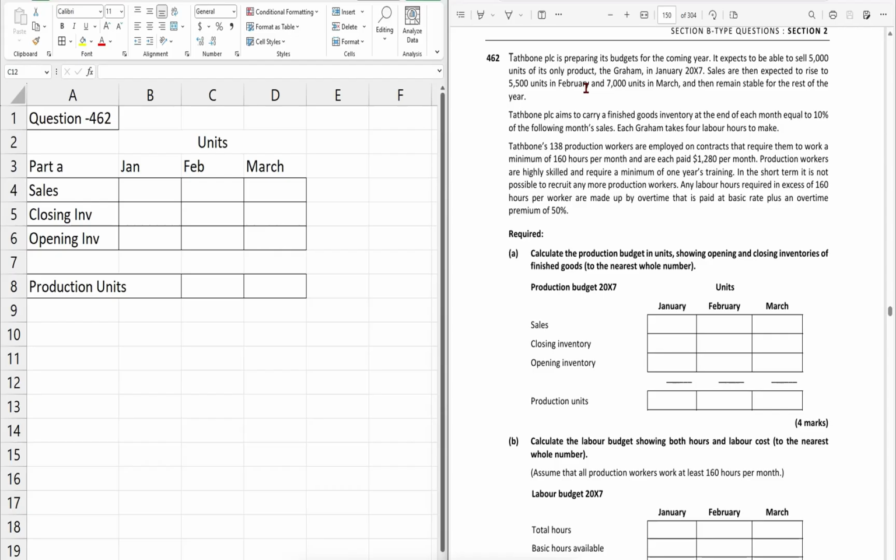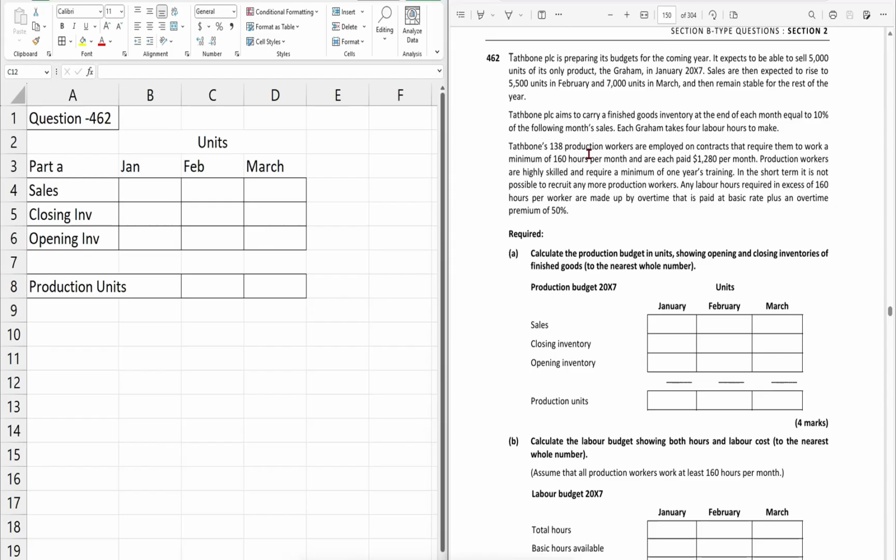Similarly, if we are in the month of Feb and we are planning to have closing inventory, that should be equal to again 10% of the next month's sales, and the next month is March and sales is 7,000. So 10% of 7,000 will be the closing inventory for Feb. So this is what the question is saying. Each gram takes 4 labor hours to make, meaning one unit requires 4 hours of labor.